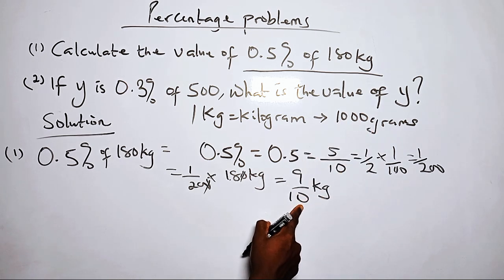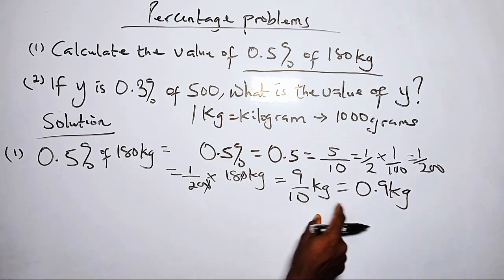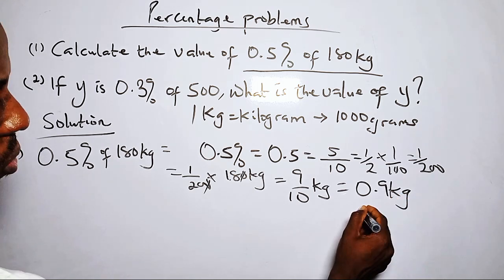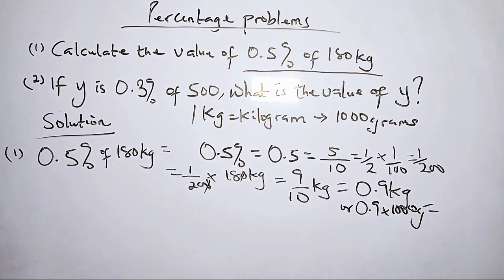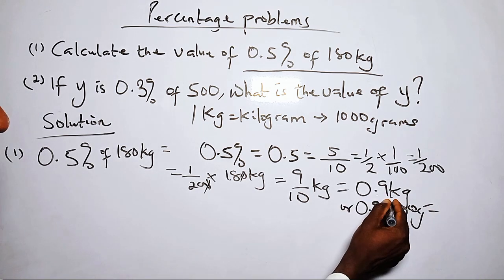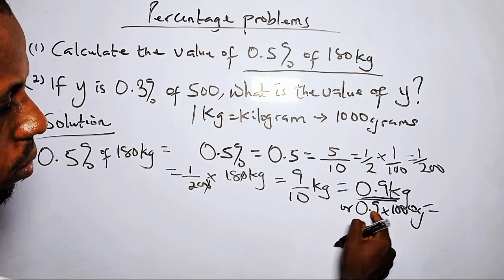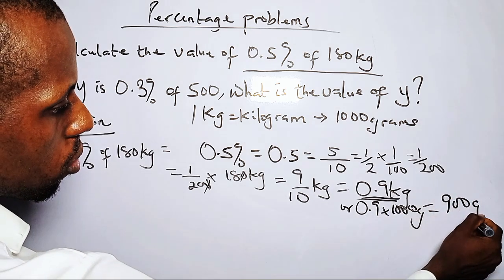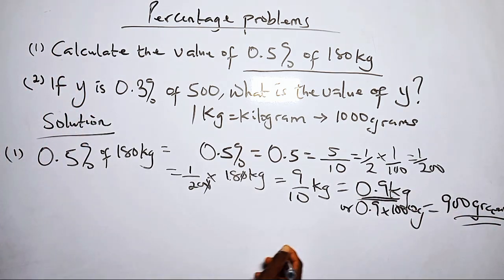So if you have to convert this to grams, this 9/10 kg, you can write this as 0.9 kg, okay? So if you have to take this to grams, we multiply this by 1000, or 0.9 times 1000 grams, if you have to write our answer in grams. But if you have to write our answer in kilograms, we stop here, okay? So when you multiply this, we have 900 grams. So either we have it as kilograms, or we have our answer as grams, okay? The first one.